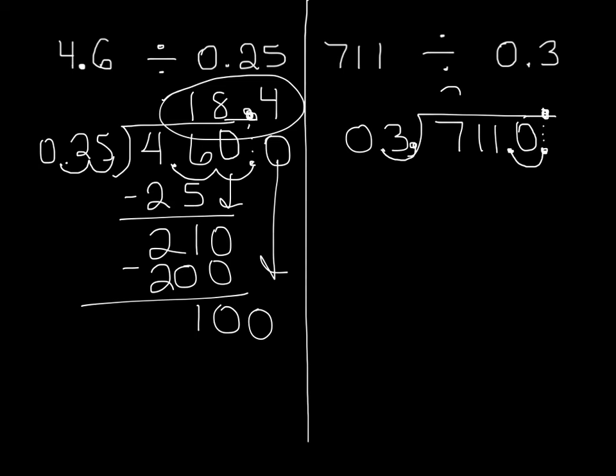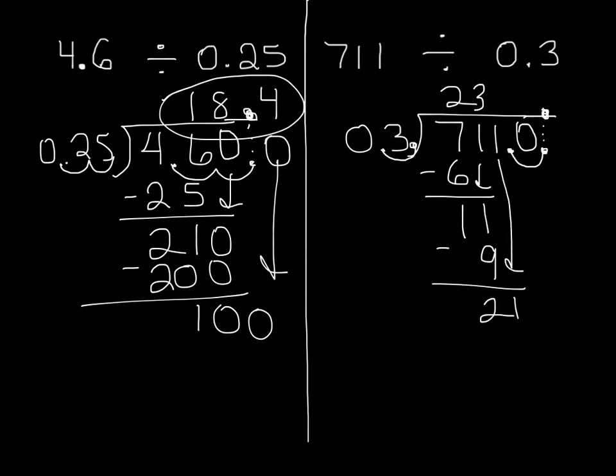7 divided by 3 is 2. 2 times 3 is 6. 7 minus 6 is 1. Bring down the 1. 11 divided by 3 is 3. 3 times 3 is 9. 11 minus 9 is 2. Bring down the 1. 21 divided by 3 is 7. 7 times 3 is 21. 21 minus 21 is 0.